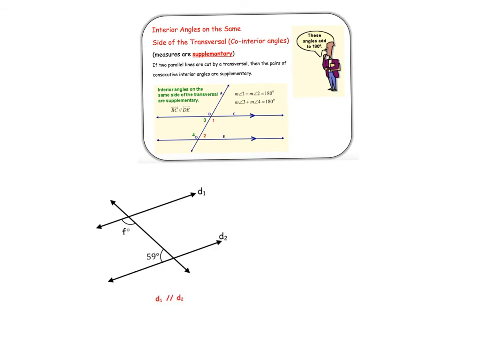On this page, let's talk about co-interior angles. In the given shape, 1 and 2, 3 and 4 are co-interior angles, and we can say that they are supplementary angles. It means that the sum of 1 and 2, and of 3 and 4, is equal to 180. So, in the question given below, we can understand that f and 59 are supplementary angles, co-interior angles, and the sum of f and 59 is equal to 180. When you subtract 59 from 180, you can find 121. This is the measurement of f.